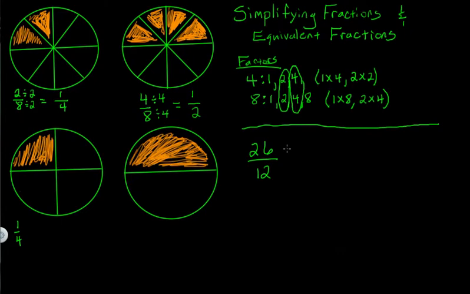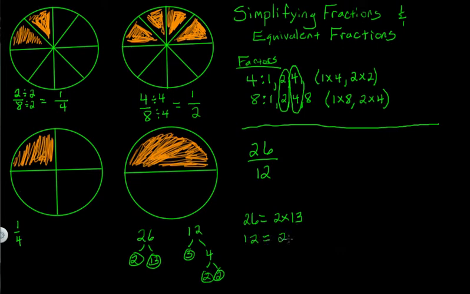It doesn't have to be the greatest common factor, but finding the greatest common factor saves us a little bit of work. To find it, we can use factor trees. 26 is 2 times 13, and 12 is 3 times 4. 4 is 2 times 2. So 26 is equal to 2 times 13, and 12 is equal to 2 times 2 times 3. And the only pair of common factors we have is 2.